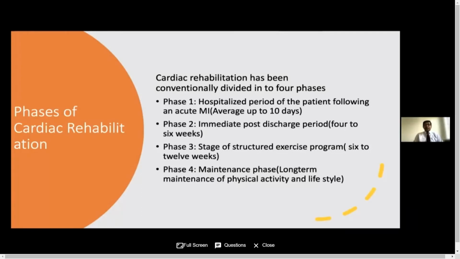Phase 2 is the immediate post-discharge period. This extends up to 4 to 6 weeks. Phase 3 is the stage of structured exercise program. This extends up to 6 to 12 weeks. And phase 4, the maintenance phase, where long-term maintenance of physical activity and lifestyle is important.